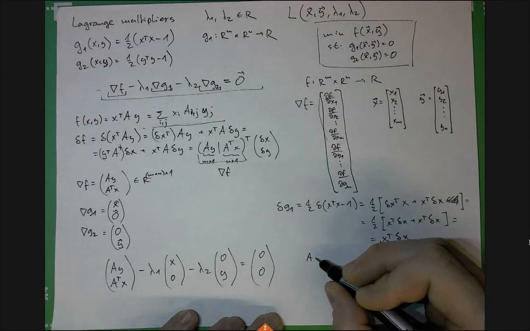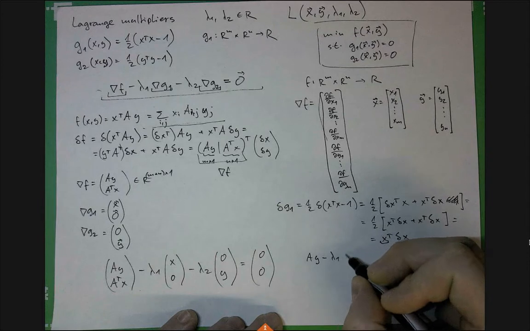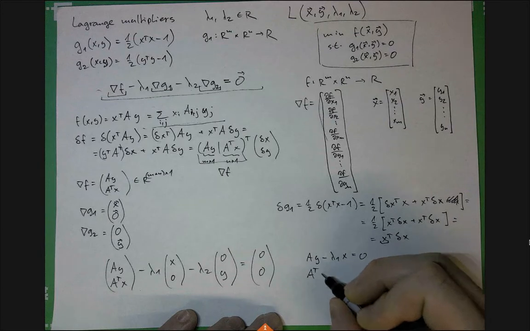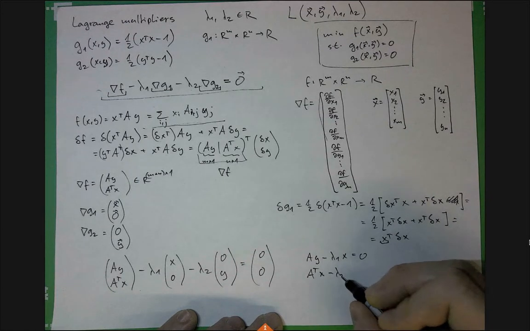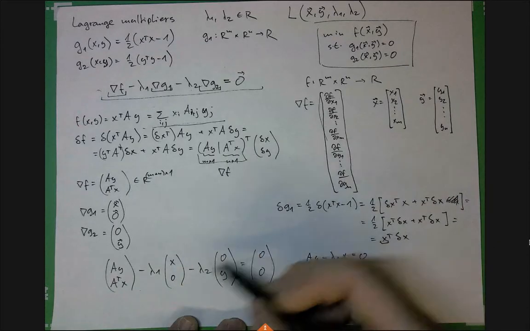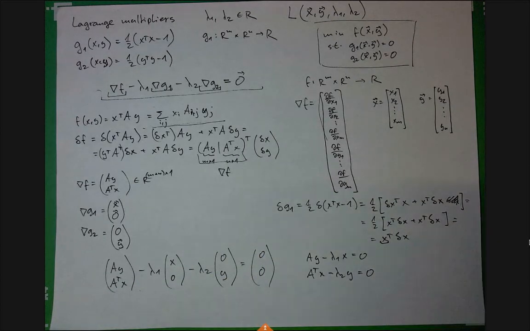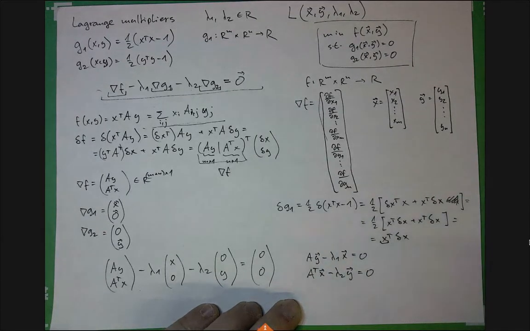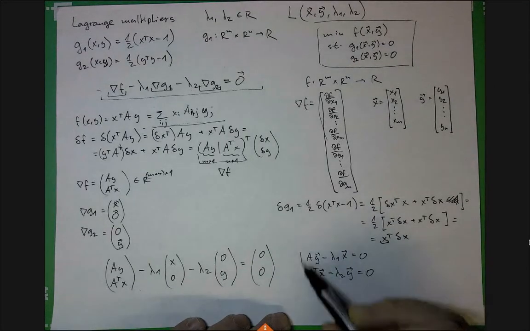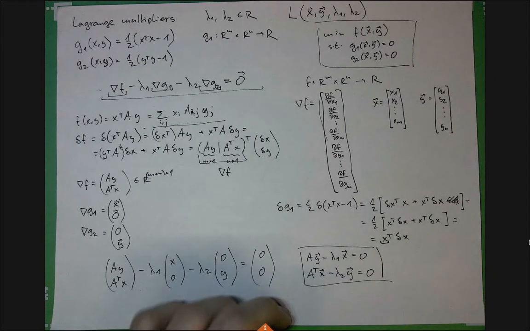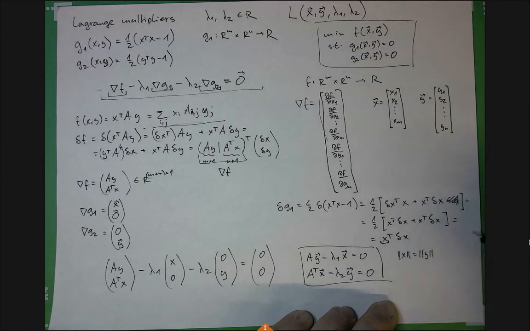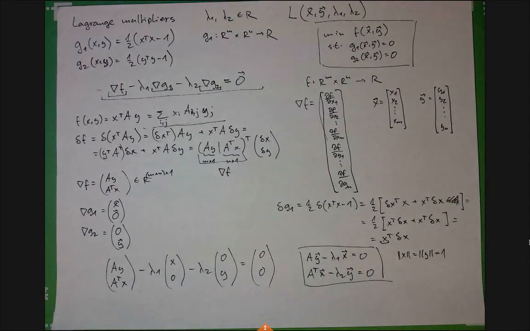The first one would read Ay minus lambda 1 x equals 0, and the second one would be A transpose x minus lambda 2 y equals 0, right? Because the zeros, they don't really do anything there, right? We put there some arrows to make it clear that these guys are vectors. So this is the system of equations I need to solve. I still need to not forget about the conditions that the norm of x and y still has to be 1.